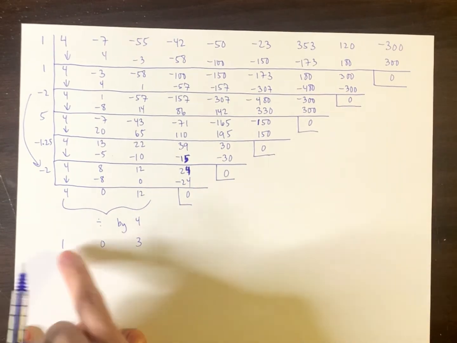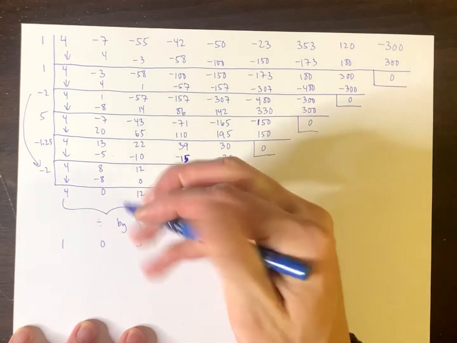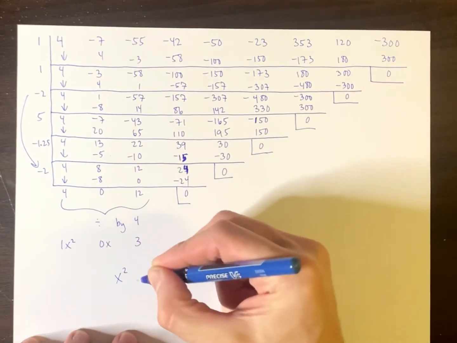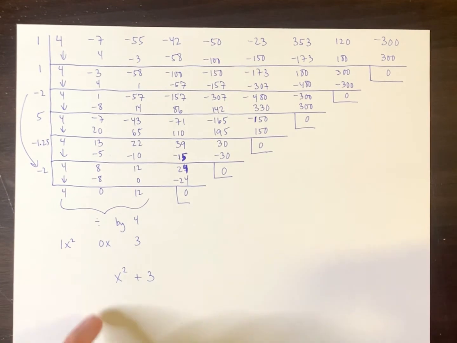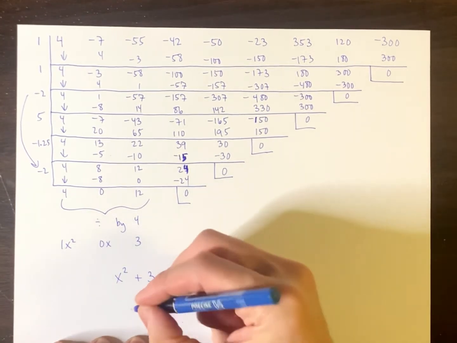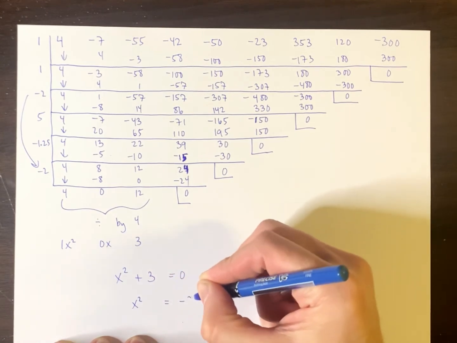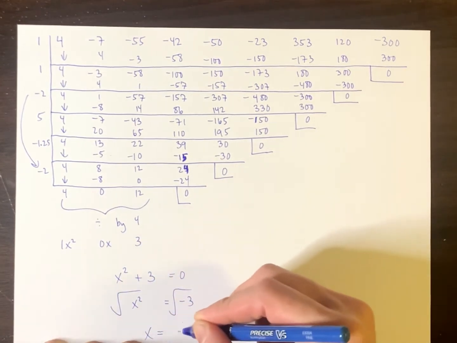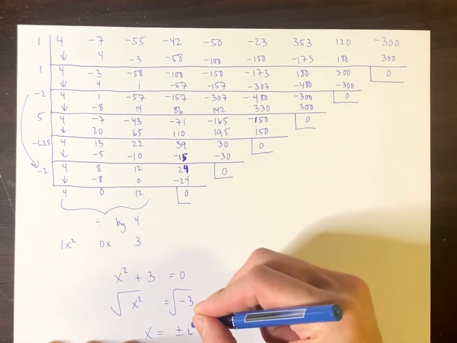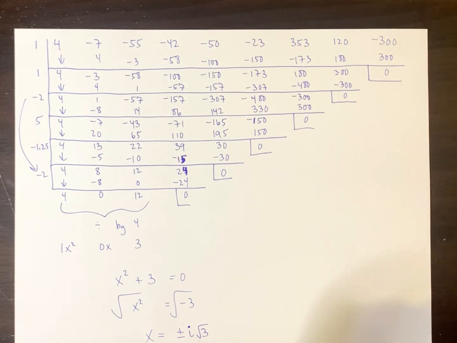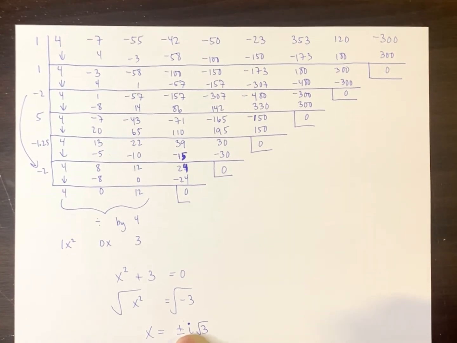From right to left, 3 is your constant. 0 receives x, 1 receives x squared. So the equation that we are left with is x squared plus 3. That equation then gets set equal to 0, and you solve that equation. Do what we've been doing in class. And these are the remaining zeros that were to be found.